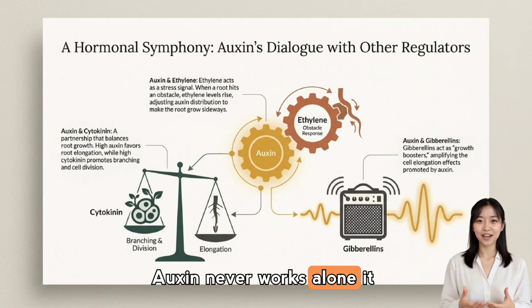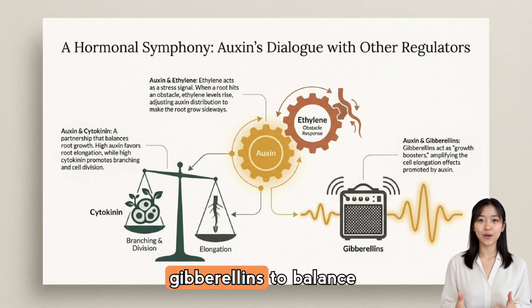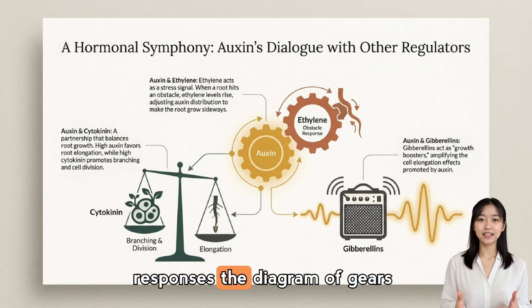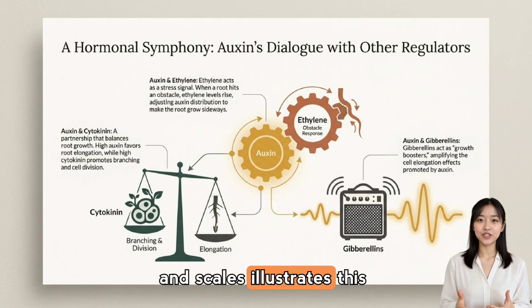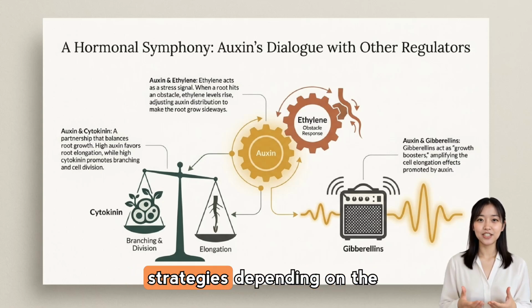Auxin never works alone. It converses with other hormones like cytokinin, ethylene, and gibberellins to balance branching, elongation, and stress responses. The diagram of gears and scales illustrates this dialogue, where shifting hormone levels fine-tune growth strategies depending on the plant's needs and environment.